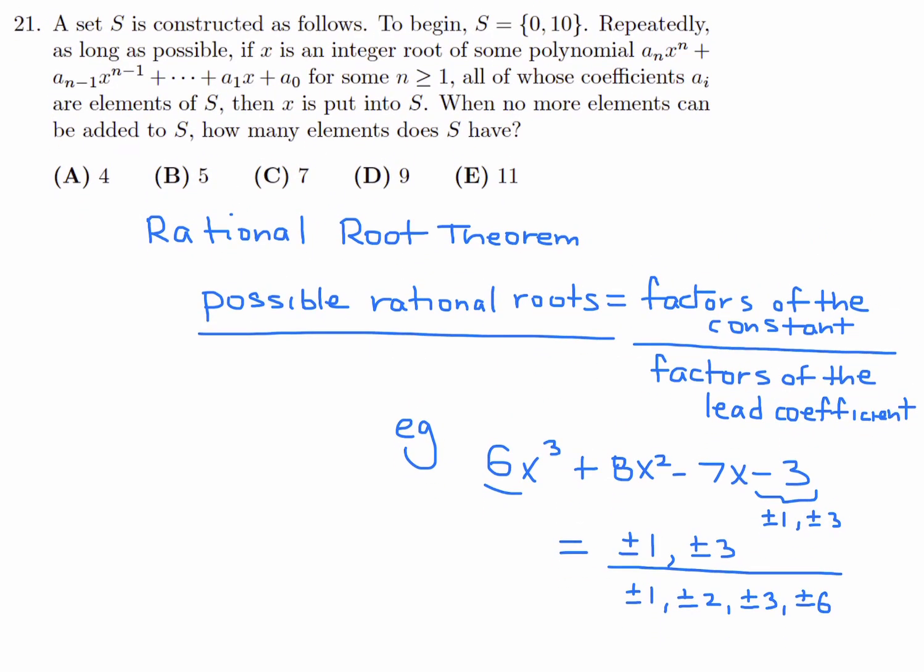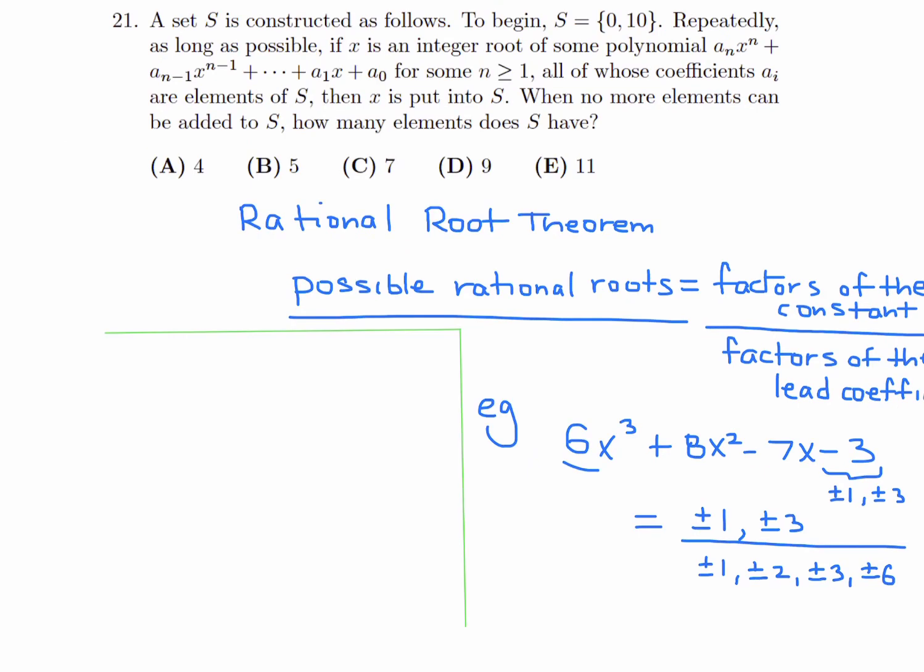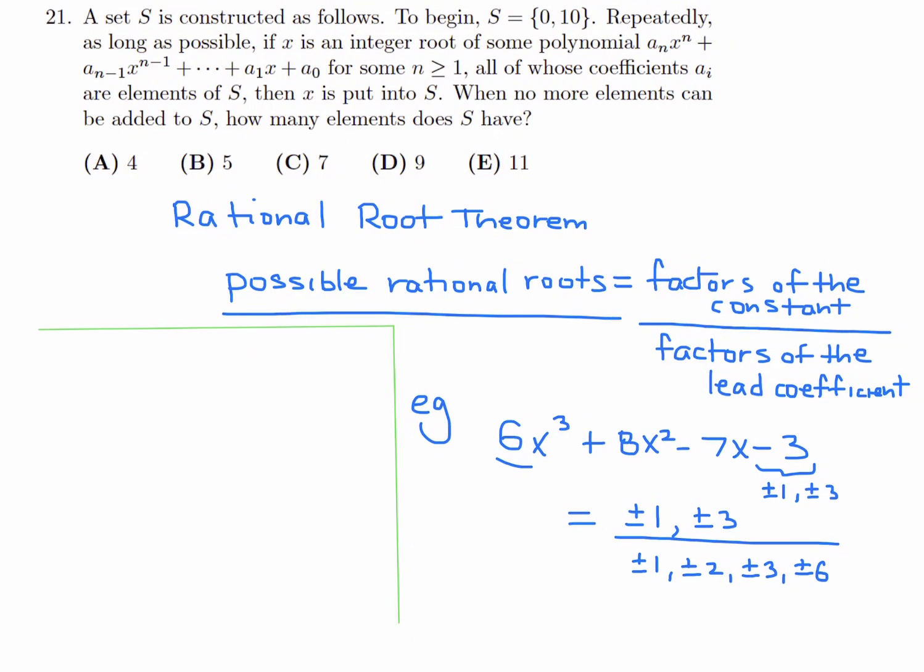Now our question can be looked at in the exact same way. We want the possible rational roots, and how do we get that? Well, use this formula. We want the most, judging by the wording of the question, when no more elements can be added. So they've added the maximum. In order to get the maximum, I want this scenario to generate the maximum number of fractions, and the way I can do that is as follows.